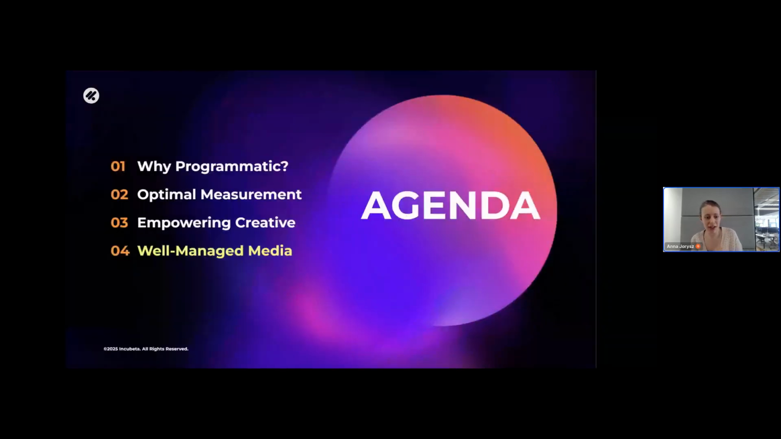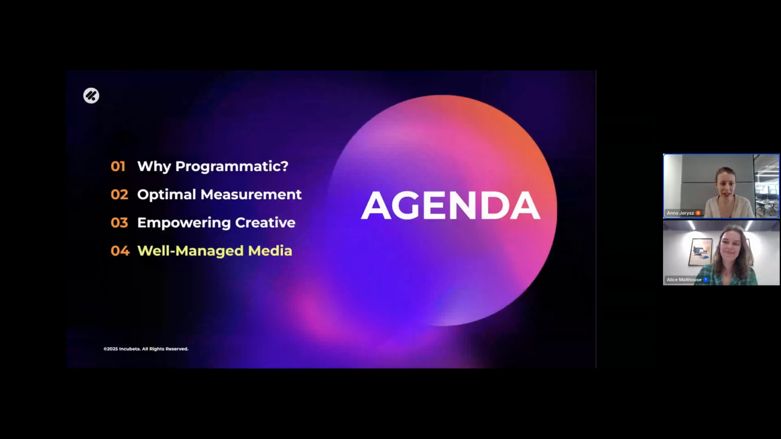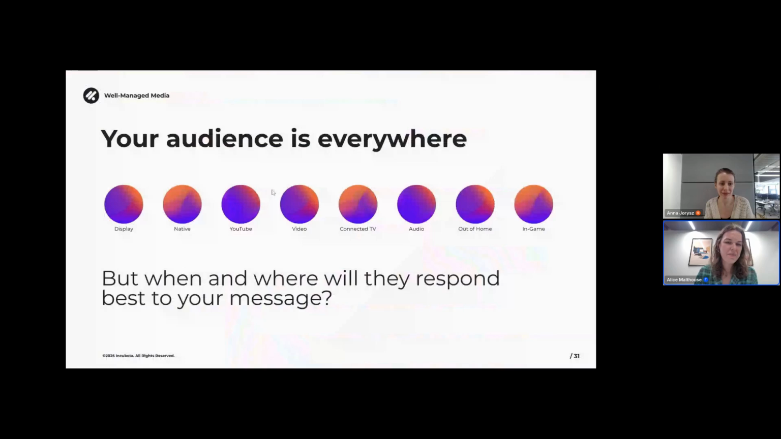And that brings us on to our last section on media, so I'll hand back to Alice. Thanks, Anna. Fab. So our last section, as Anna said, is well-managed media.